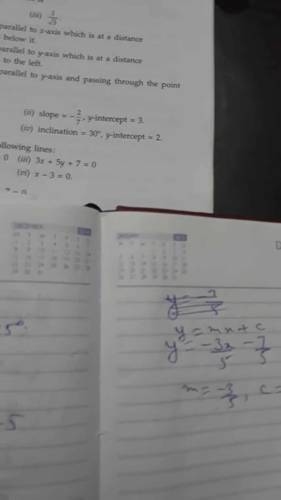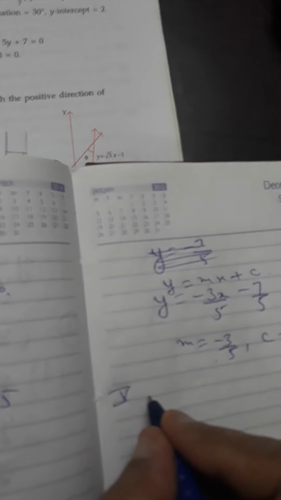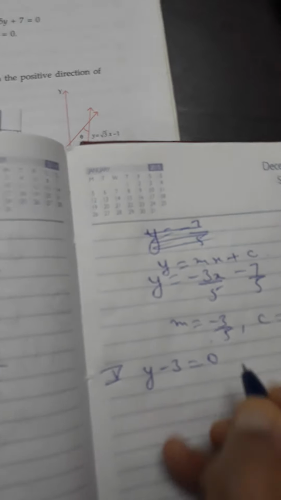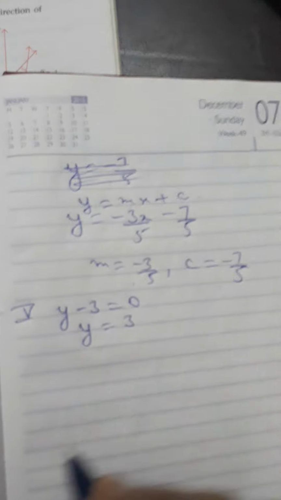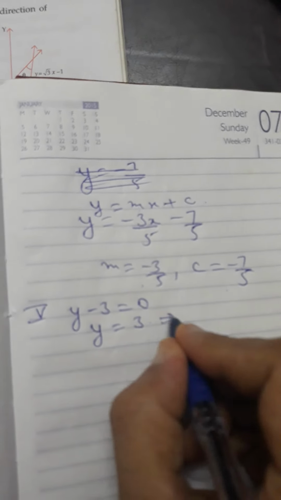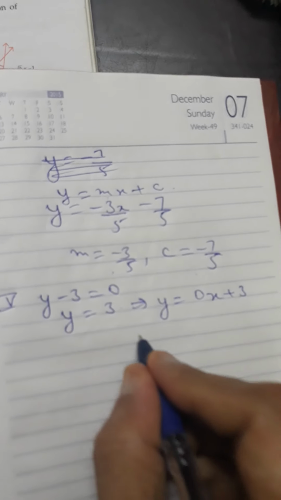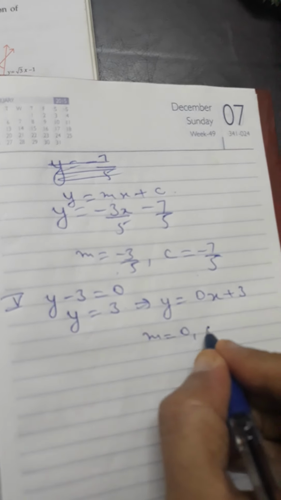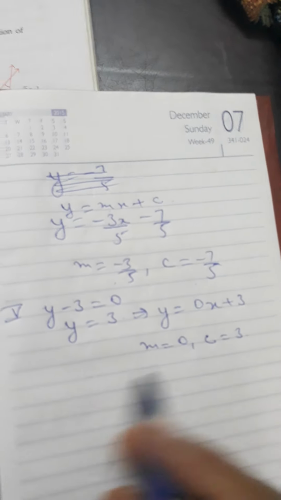Then the fourth part you can do yourself. I am taking up the fifth part: y minus 3 is equal to 0, that means y is equal to 3. If I write it in the standard form, it is y is equal to 0x plus 3. So the slope here is 0 and the y-intercept is 3.